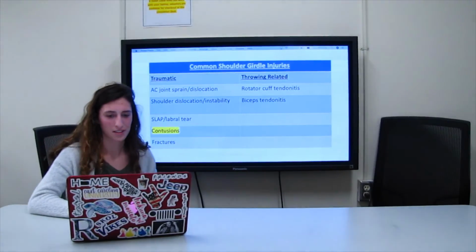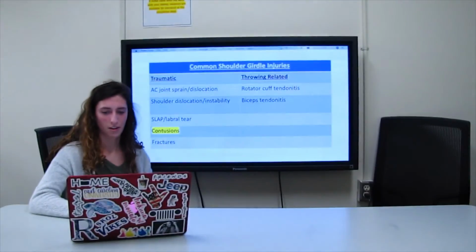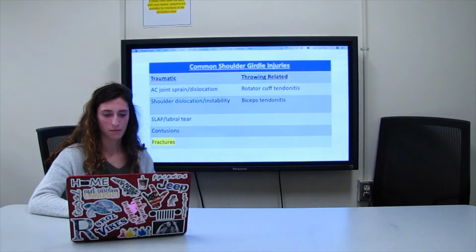Next, we have contusions. Muscle contusions and fractures are inherent to any collision sport and are associated with varying degrees of disability. Muscle contusions represent the second most common injury in the shoulder girdle in professional football. Next, we have fractures. Fractures stem from shear force. Shear force is when the force is directed across the bone.